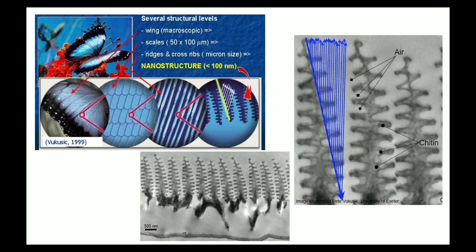And the lowest SEM image is a very beautiful scanning electron microscopic image of the side view of the surface of the butterfly wing. Side view of the surface of the butterfly wing.